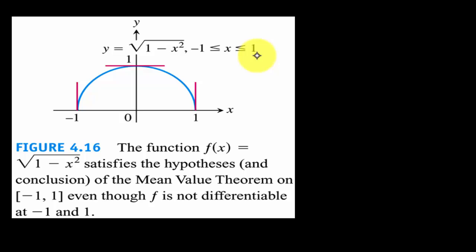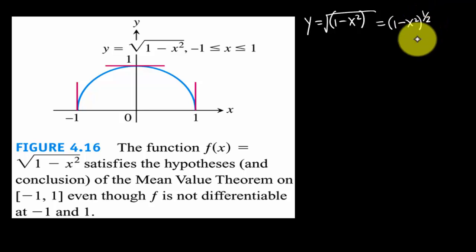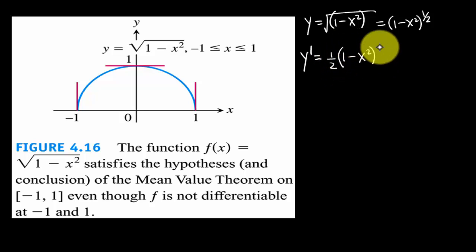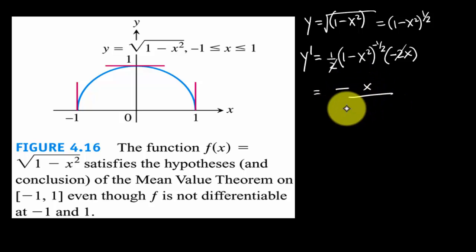Okay? And then, is it differentiable? Yes, it's differentiable in the interior, but not at the endpoints. Let's see why. What is y? It's equal to 1 minus x squared raised to a half, the square root of 1 minus x squared. Let's now take its derivative. The derivative is 1/2, 1 minus x squared raised to a negative 1/2, multiplied by the derivative of the inside, which is negative 2x. Again, chain rule. If you rewrite everything, that gets canceled out, and we've got the negative of x over the square root of 1 minus x squared.